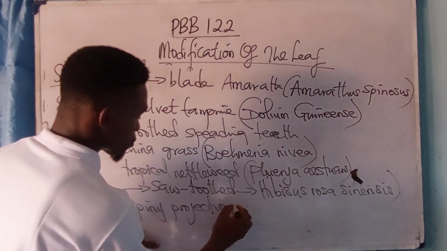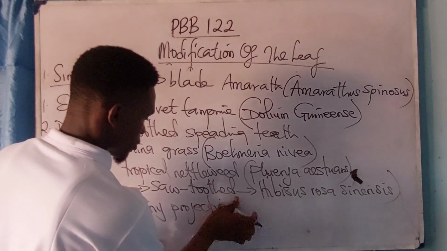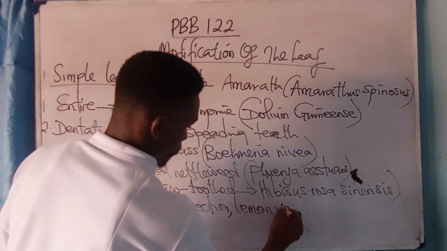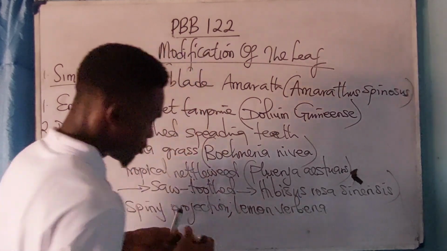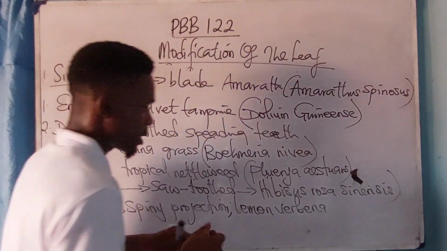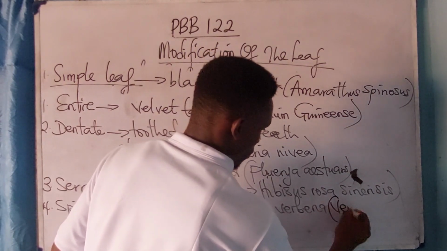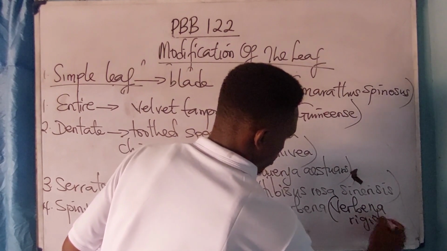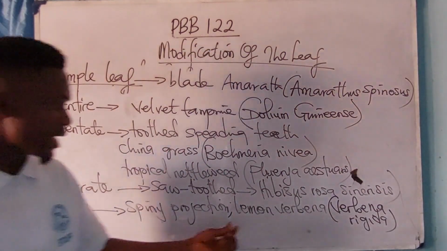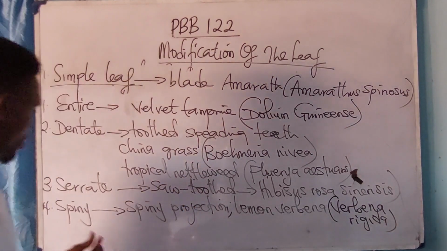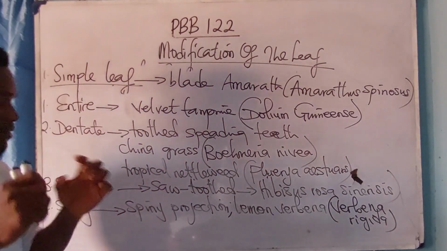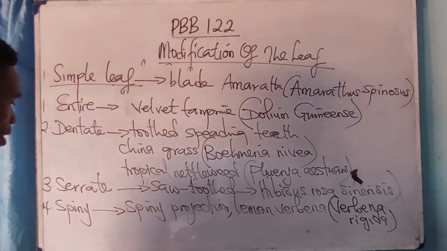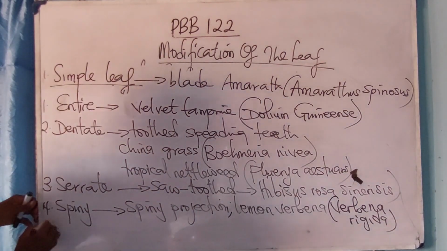Like example is the lemon verbena. Lemon verbena has its botanical name as Verbena rigida. All right, so please, lemon verbena possesses what? A spiny leaf. Such a leaf has what? Spiny projections. Please, we call it what? Verbena rigida. All right. You now also have cleft.